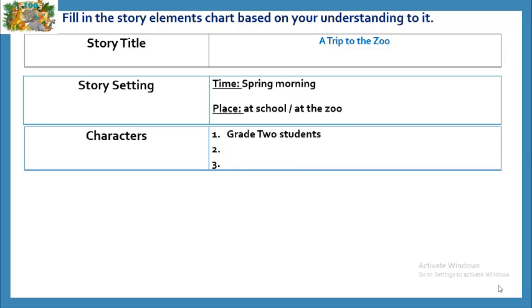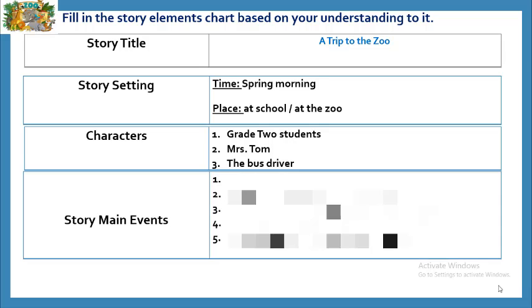1. Grade 2 students. 2. Mrs. Tom. 3. The bus driver. Brilliant work. Well, what are the main events of the story?